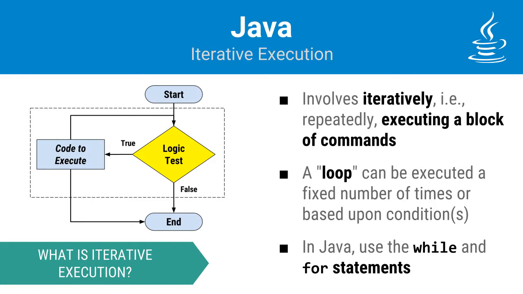And finally, iterative execution, often called looping, is when a block of commands is repeatedly executed over and over. You can loop a set or definite number of times, or you can loop indefinitely based upon a logical test or condition that is continually evaluated. In Java, the for and while statements are used to employ iterative control flow, or more simply, looping.